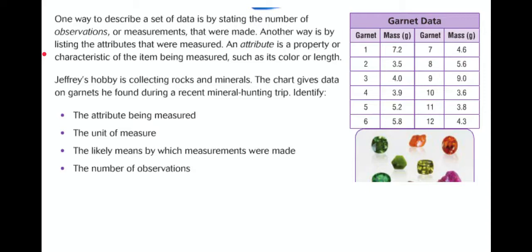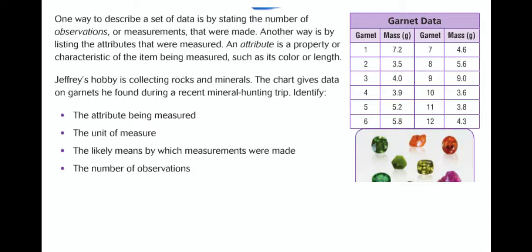You could read it again later. I'll post it in the Google form. One way to describe a set of data is by stating the number of observations or measurements that were made. Another way is by listing the attributes that were measured. An attribute is a property or characteristic of the item being measured, such as its color or length.